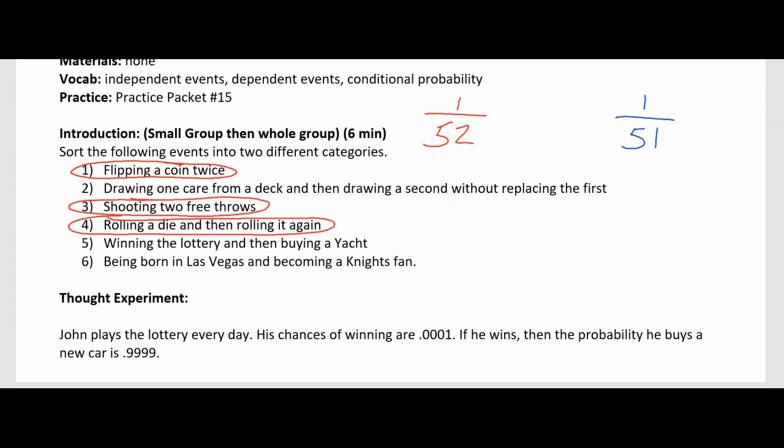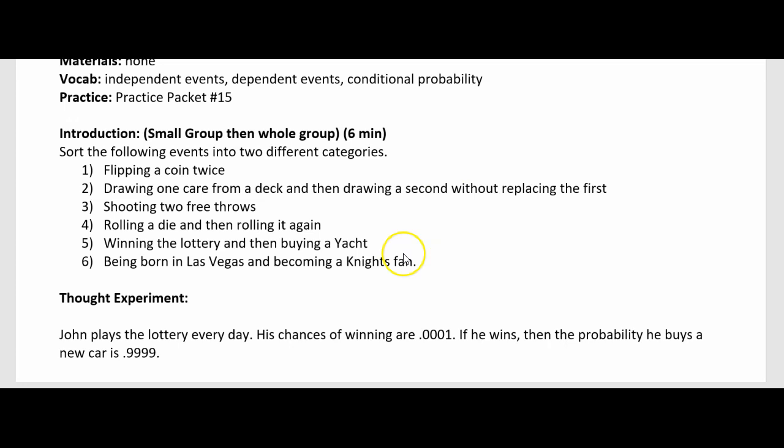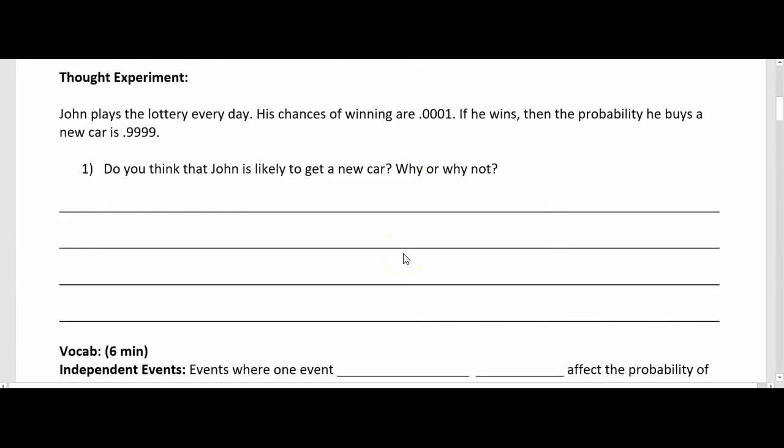Okay, let's look at another scenario here, sort of like the yacht example, but now we're going to actually get into some probabilities. So it says John plays the lottery every day. His chances of winning are 0.0001, right? Very, very small. If he wins, then the probability he buys a new car is 0.9999. So very, very large. Well, the question is, do you think John is likely to get a new car? Why or why not? So pause the video, write down your thoughts. Is it likely John gets a new car?